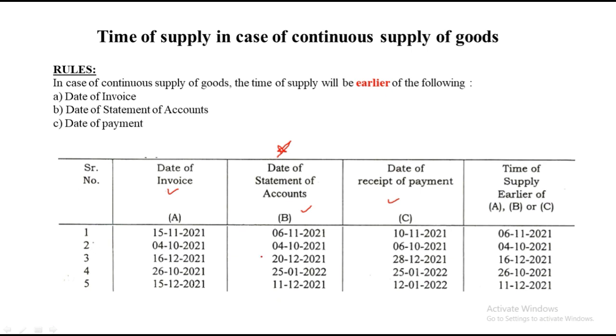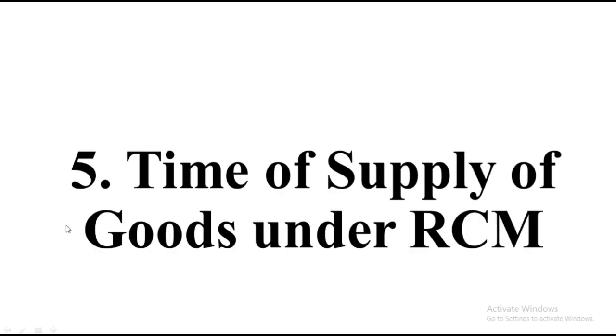Again, this is very simple. Just have to follow the particular rule. This was the type based on continuous supply of goods. Okay, now the fifth type is time of supply of goods under RCM, also known as reverse charge mechanism.